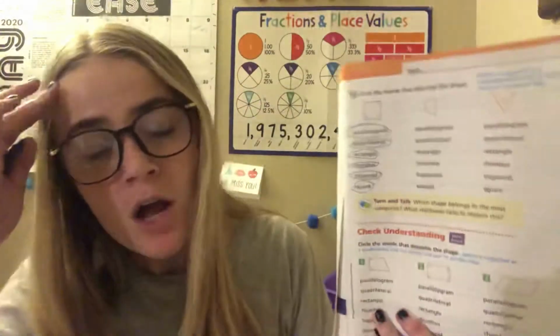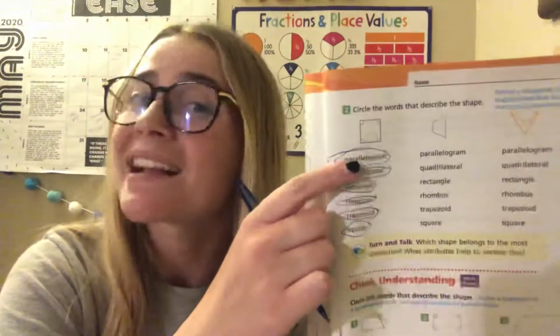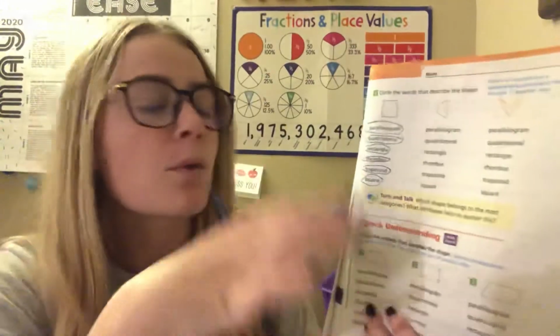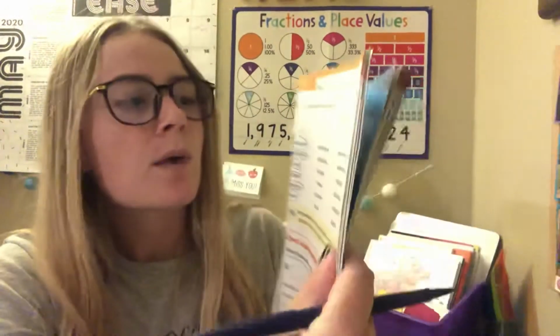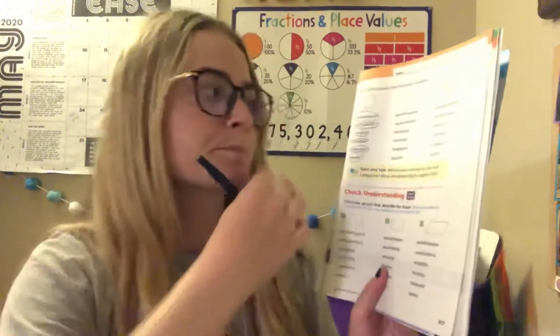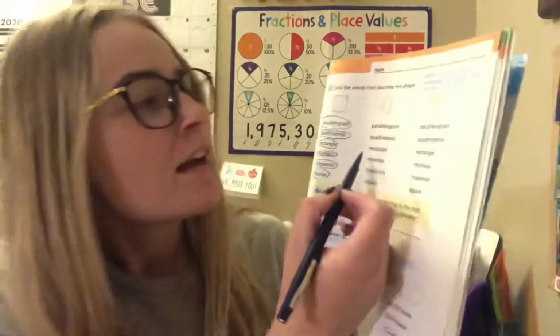So this shape is classified as all of these names. Now remember, we want to be as specific as possible, so we wouldn't really call that a trapezoid, even though it is technically correct. We would want to be as specific as we can and say, oh, that's a square. We want to go down to the narrowest description, even though they all technically make sense.